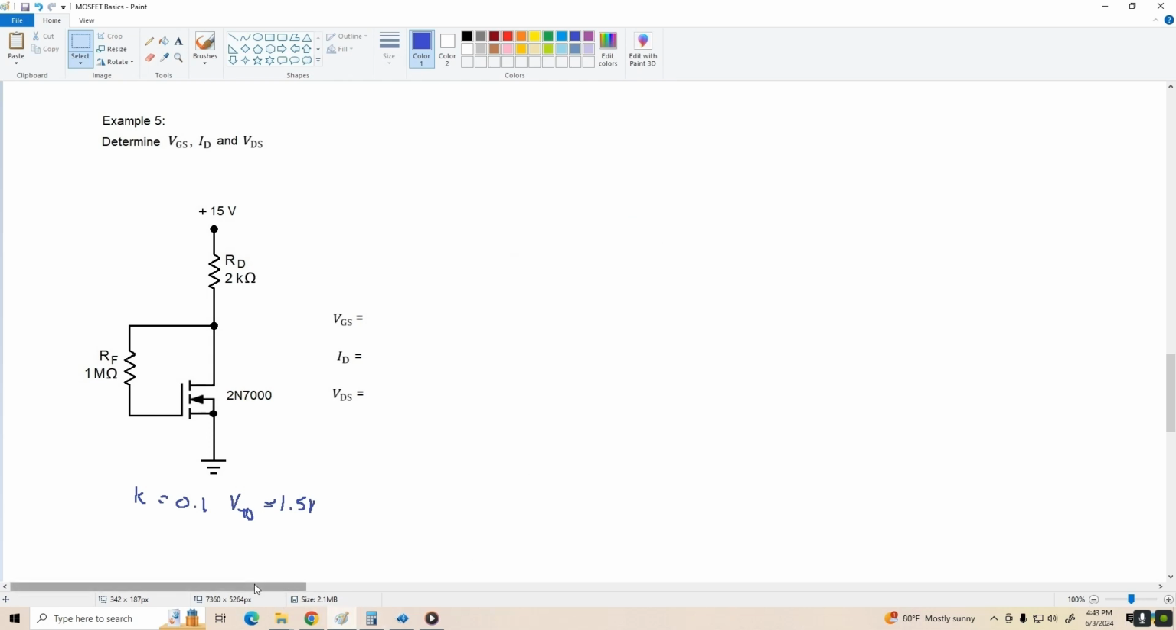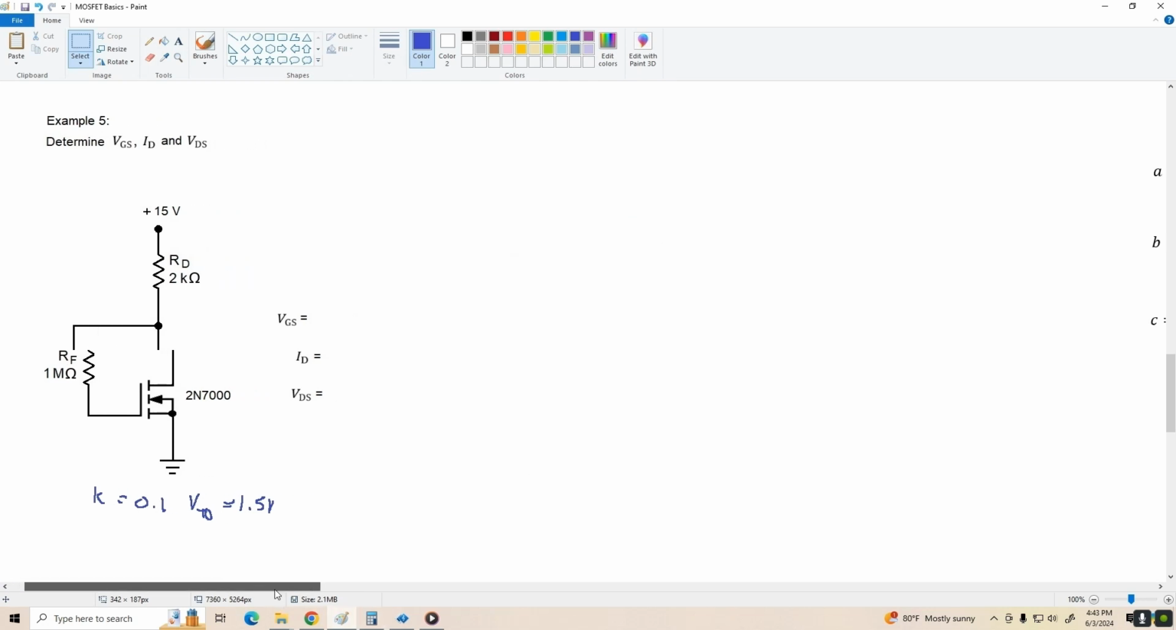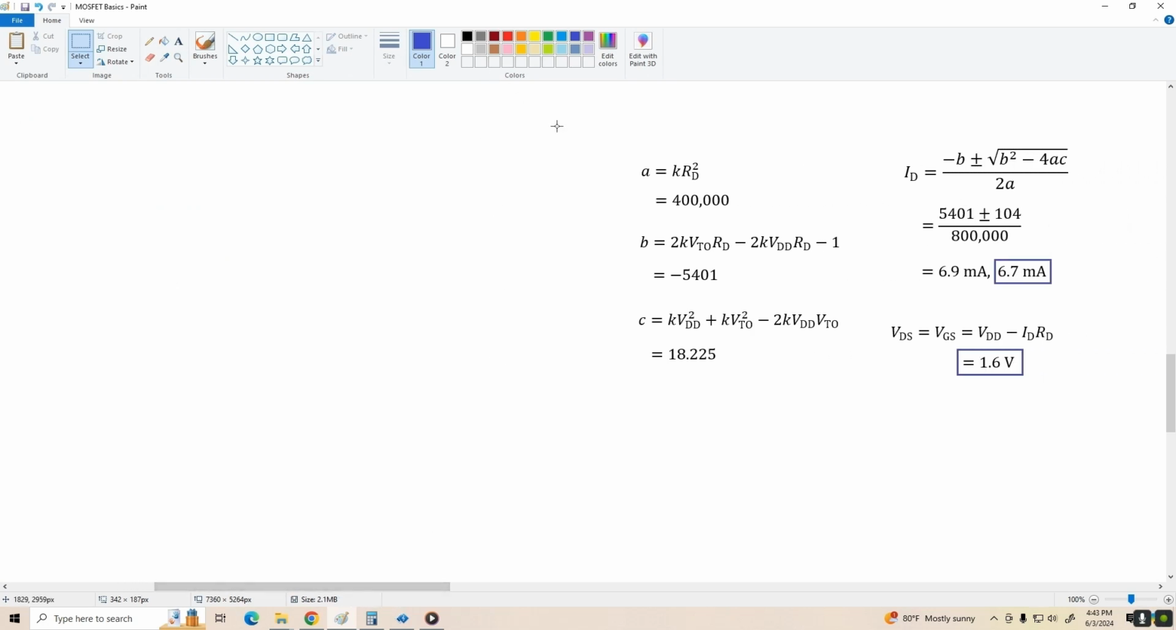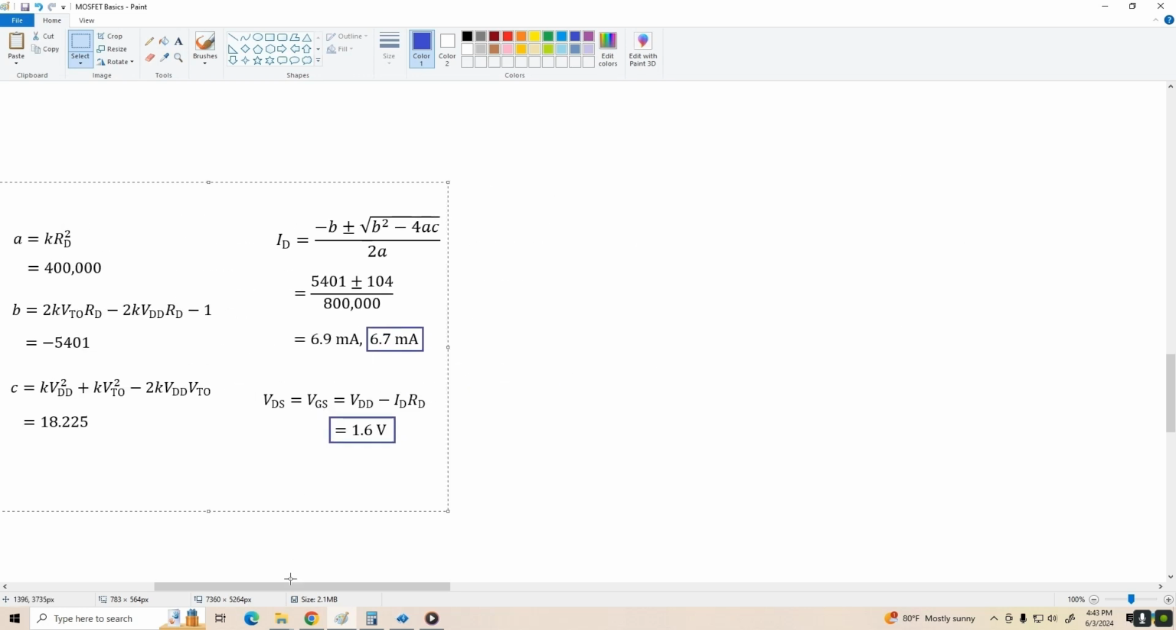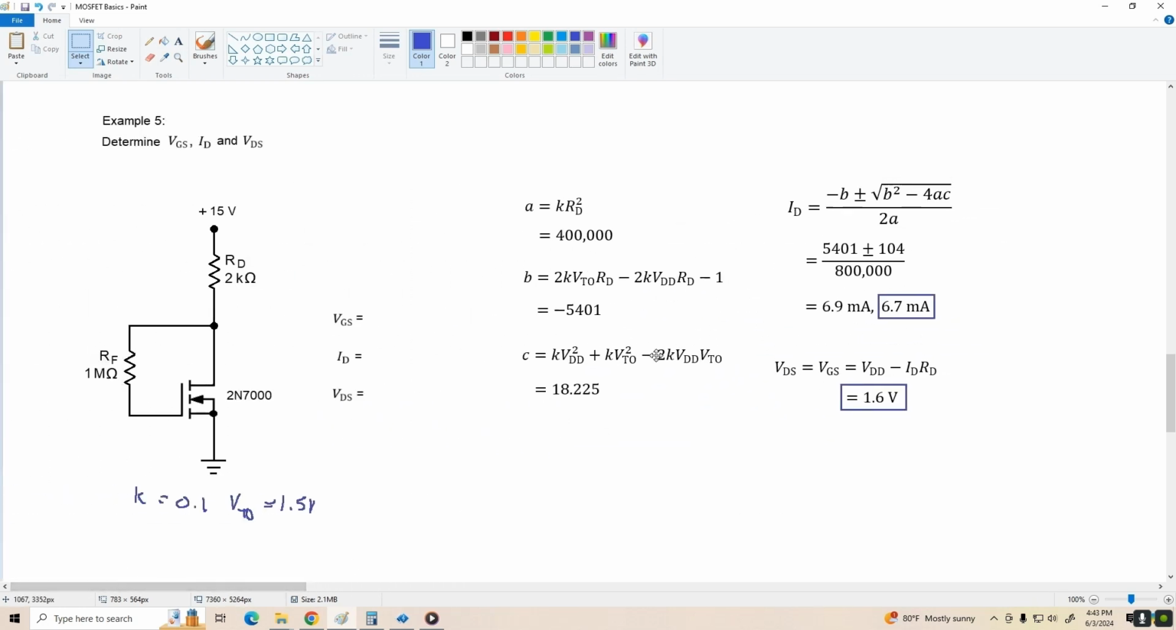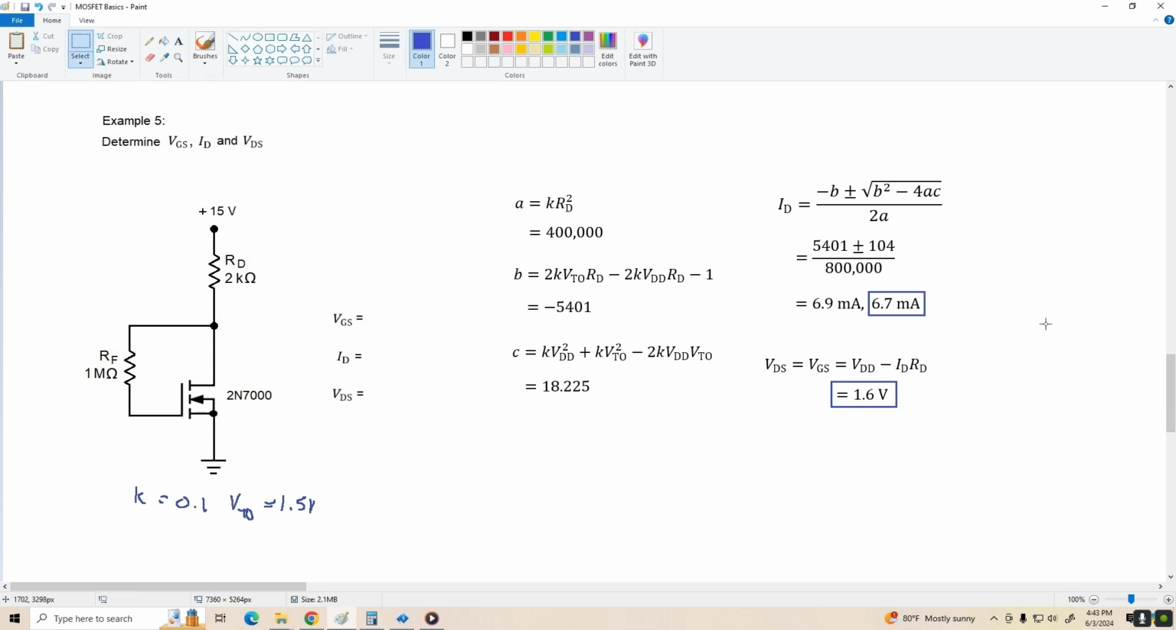Okay, if you want, you can pause right now and calculate them yourself, but here's what I ended up with in my results. Okay, so let's pull this over, and what we end up with is, again, A equals 400,000, B equals negative 5,401, and C equals 18.225. All right, plugging these into the quadratic formula, we get a drain current of either 6.9 milliamps or 6.7 milliamps.